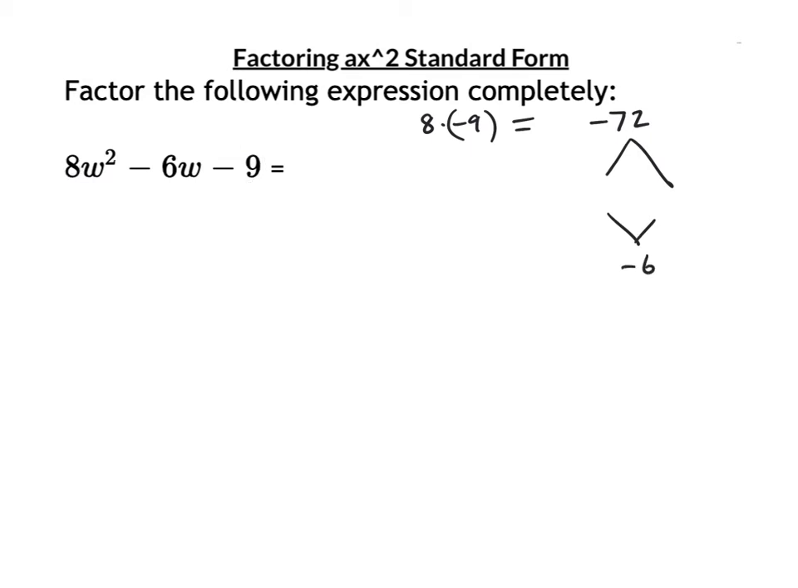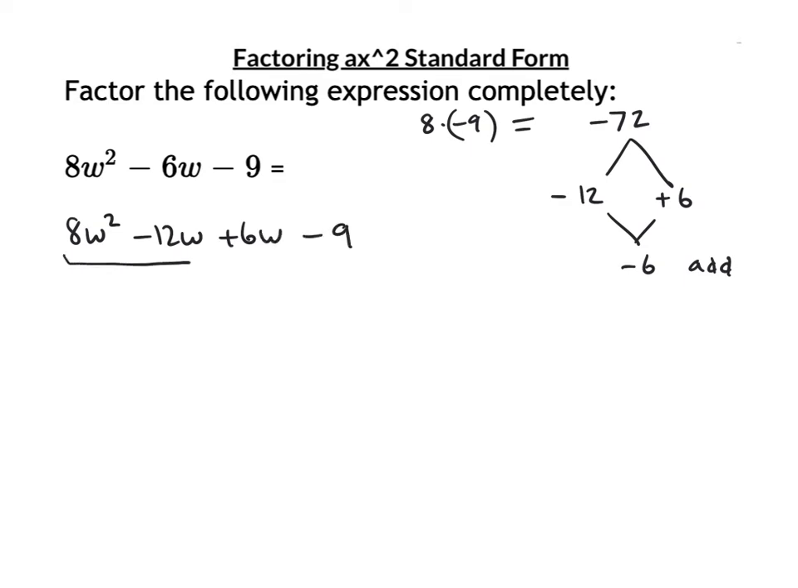And those two numbers are 12 and 6. 12 times 6 is 72, and I need to make negative 72. One of them's got to be negative, but I need them to add to negative 6. They must add to negative 6, which is negative 12 and positive 6. I'll rewrite the middle term: 8w squared minus 12w plus 6w minus 9.